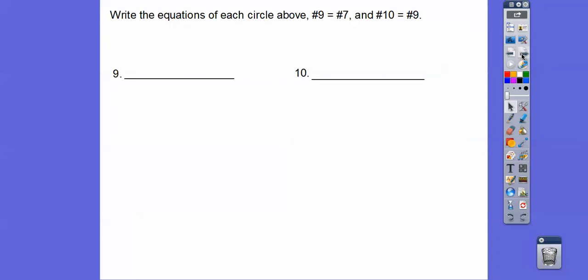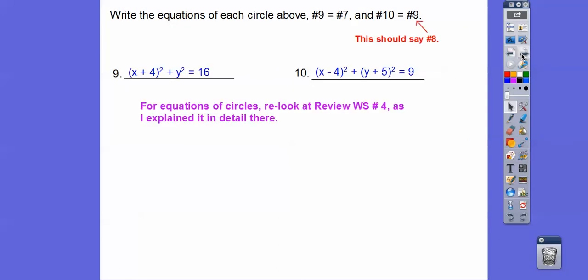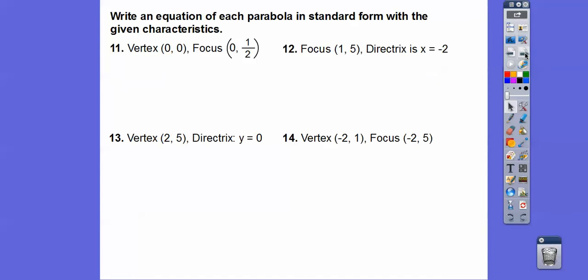All right, so write equations of these circles. Now I made a mistake, you guys. This should say number 8 right here, okay? And for the equations of circles, go take a look at what we did in the last lesson, worksheet 4, our review for final part 4. Because I just talked about that, but there's the answers right there. I don't want to reteach it again.